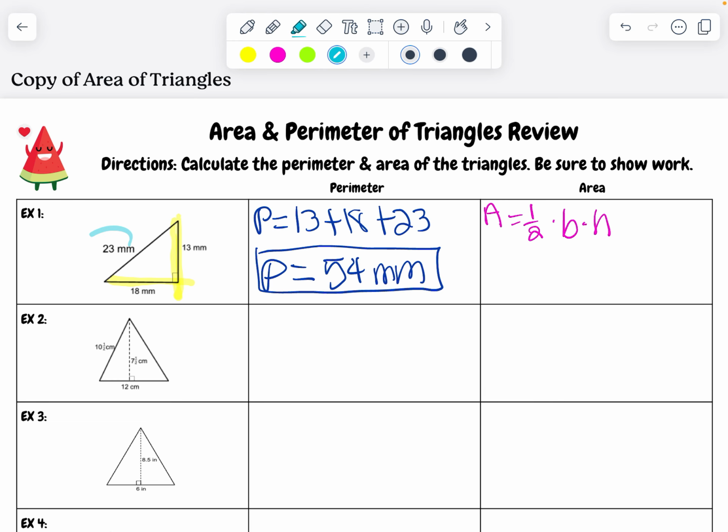We talked about the diagonal and how when we go to the doctor, we do not get measured standing diagonally because that wouldn't be accurate. So I do not need that diagonal for the base and the height of the triangle.